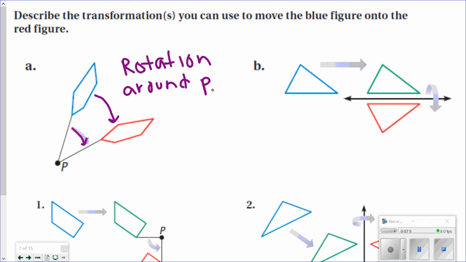If we look at part B, we notice that our triangle slides over to become the green triangle. So that would be a translation, a slide. And then we notice that the green triangle flips over this line to become the red triangle. It's like a mirror image. And so that would be a reflection.